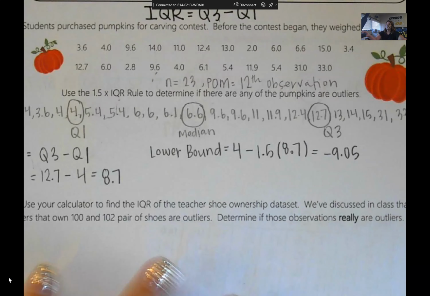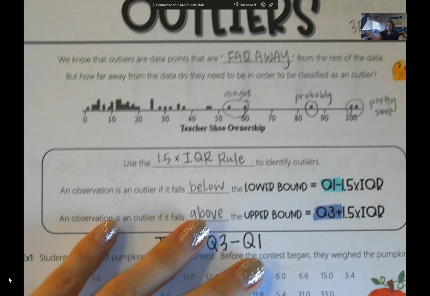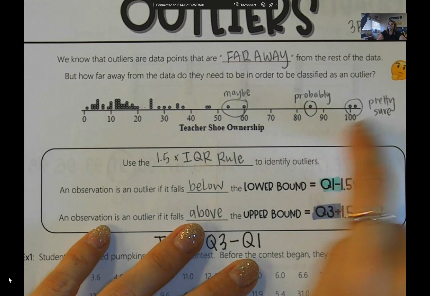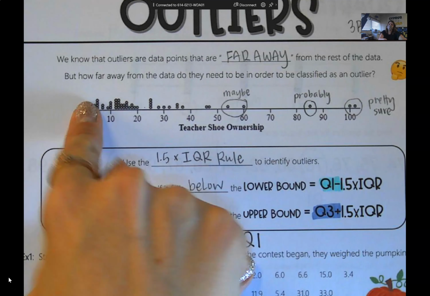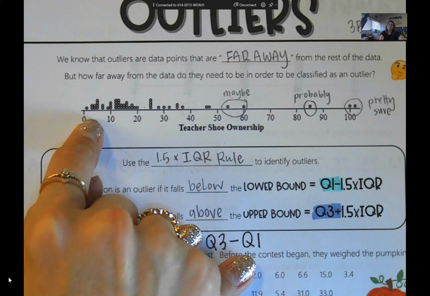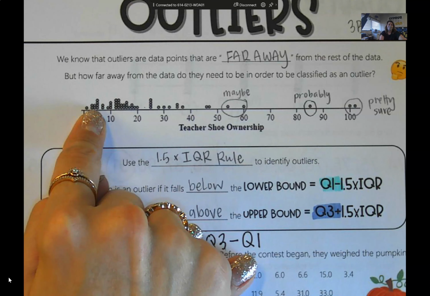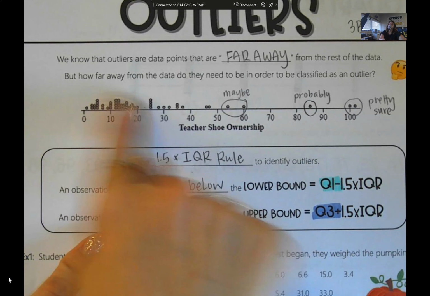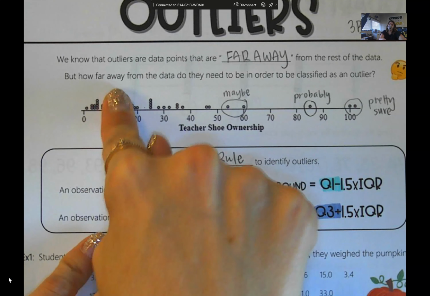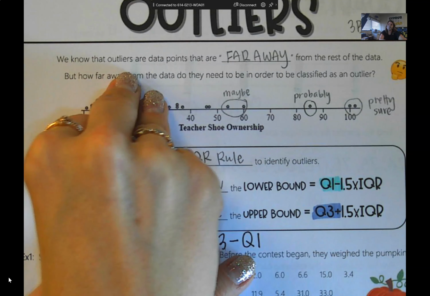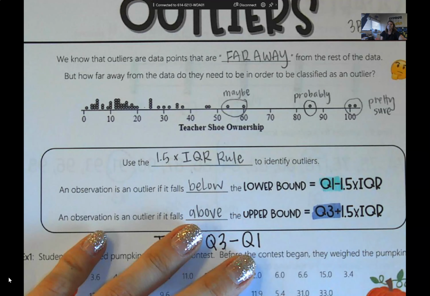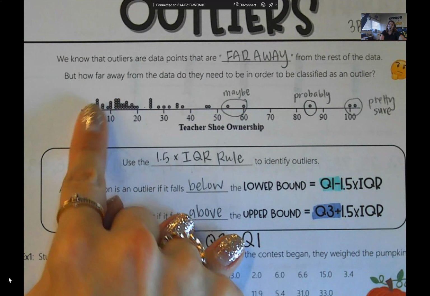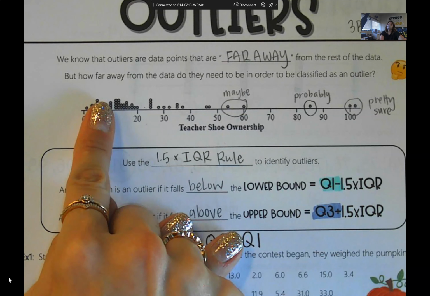No. So there are no lower outliers, and that makes sense to me because look at what I originally thought. I didn't think anything on this side was an outlier. Why? Because it's all so close, all clustered together right here. So it makes sense to me that my lower bound would be a negative number and that there were no outliers, because it doesn't even look like any of them are outliers.